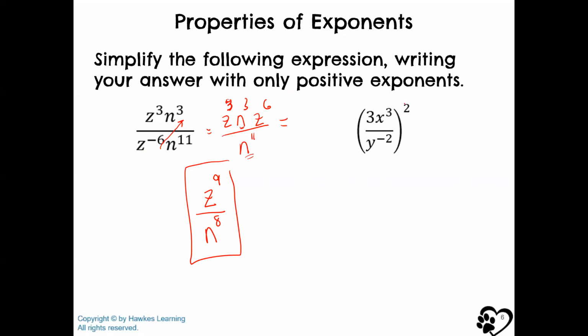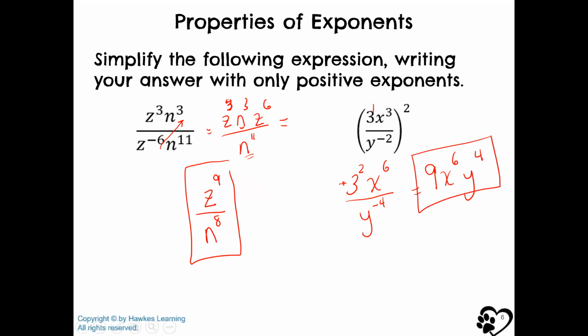All right, on this one, we're going to multiply every exponent by 2. And remember, there's an invisible 1 right here, so we're going to have 3 squared times x to the 6th, and then y to the -4th, and then we want to get rid of that negative exponent, and then we can also square 3, which is 9. So we'd have 9x to the 6th and bring our y to the numerator, and that's our final answer.